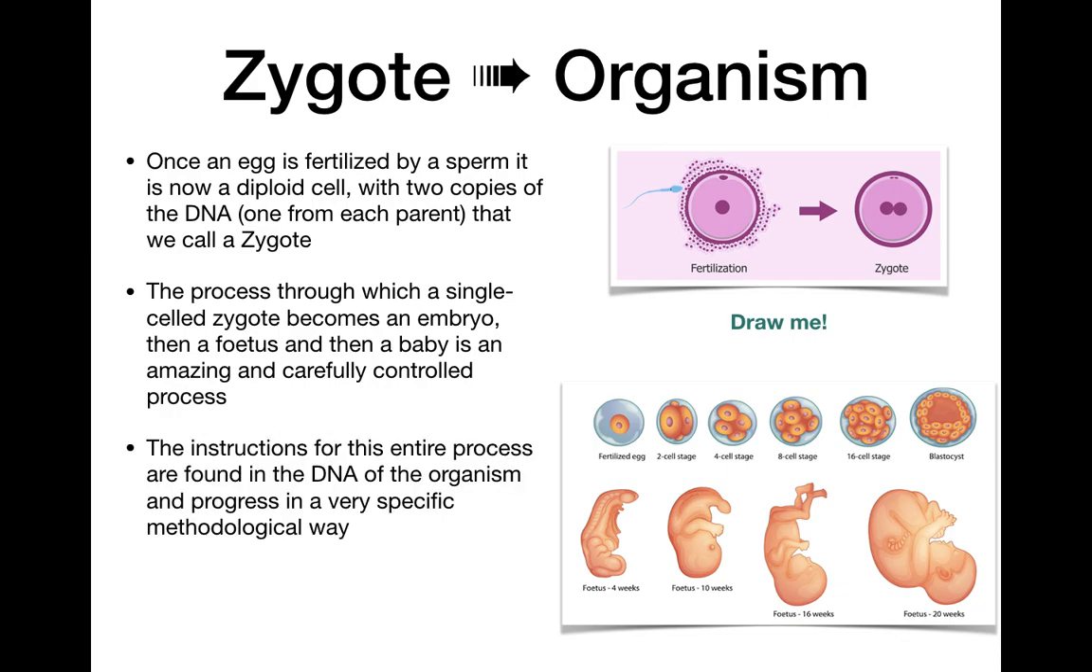And the way that's controlled and the information you need to control that process is in the DNA. So in this zygote cell, we have 2 copies of the DNA, and those 2 copies contain everything that organism needs to do everything, to grow, to become a human. All the instructions are there in the DNA. And those instructions are read and followed in a very specific, methodical way. So the process of making an organism is a very step-by-step, methodical process.